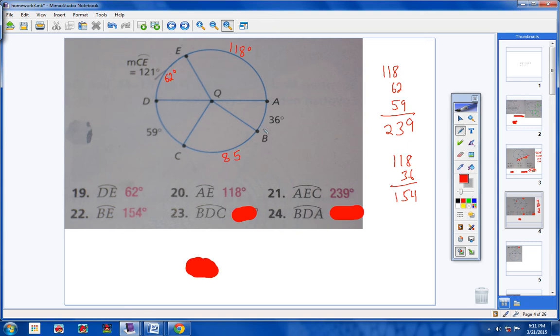Alright, let's take a look now at arc BDC. So it's 3 letters, okay? So we have to go from B to D to C. So it's from here all the way around the entire circle, except for this arc here. So just take 360 and subtract 85 degrees. Alright, 360 and subtract 85 degrees. 275. 275 degrees.